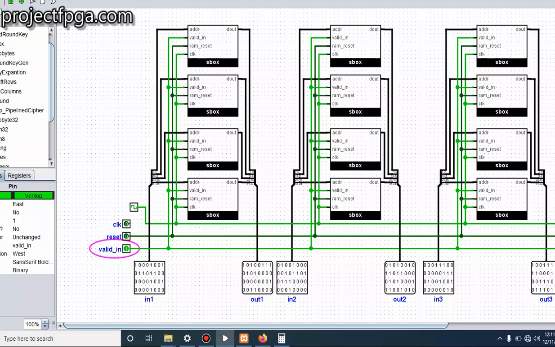So the SubBytes is actually the top level circuit for the S-box. So what the SubBytes does is it holds the inputs and outputs for the S-box.